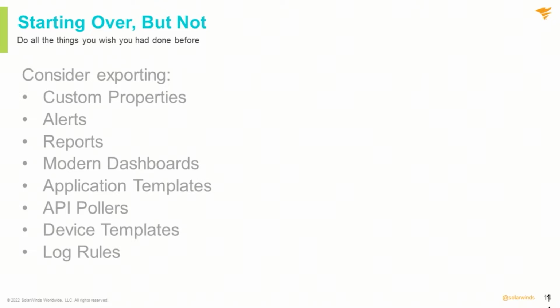Dump all of your alerts, anything that's not one of the out-of-the-box alerts, because they will be incredibly useful to tune for further use. Dump your reports, or at least dump any reports that have actually been run recently, and you can get that information. If you built your modern dashboards, grab them, your application templates that are custom to you, API pollers, device templates, log rules, just the list goes on, and it sounds intimidating, but if you do this, you can start a new system with old knowledge.